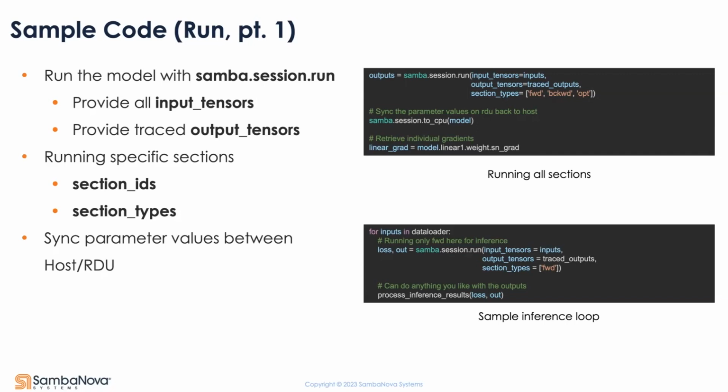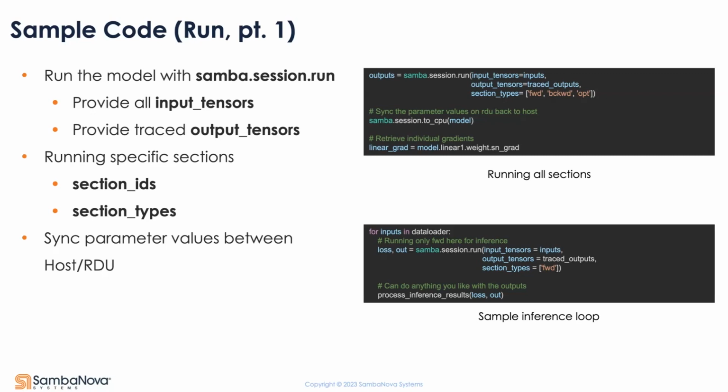So you provide those two things, and then you provide something called section types. So I mentioned things like forward, backward, optimizer, gradient, normalization. Those are all individual sections. And by default, they're all pipelined together, one after the other, and they loop automatically. You can run them one by one, right? So you can split up your running as you need to. And we'll talk about that in a little bit.